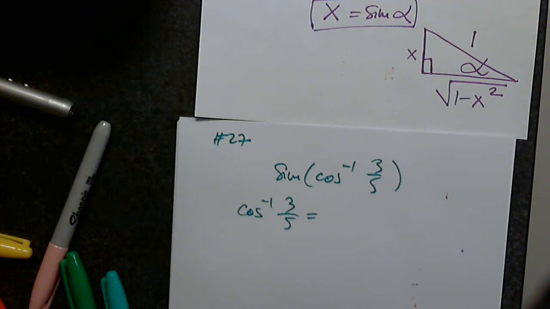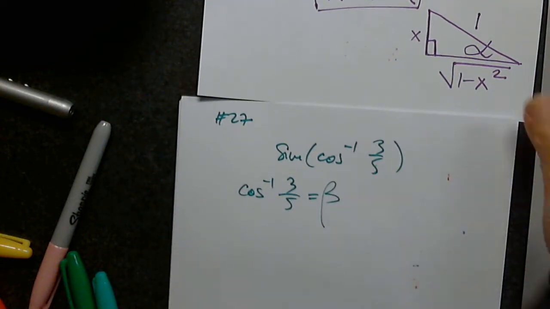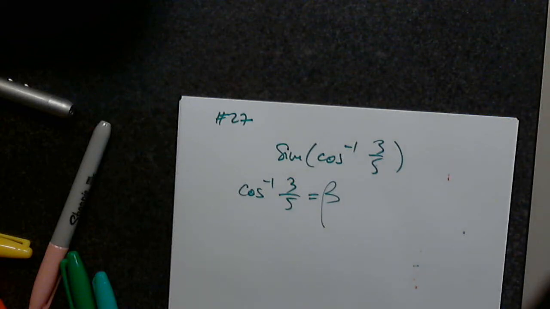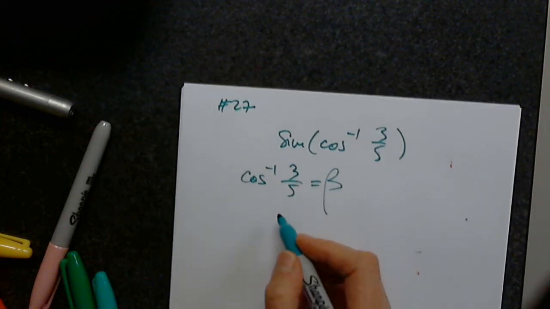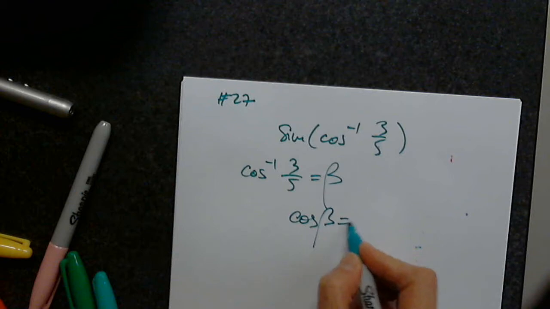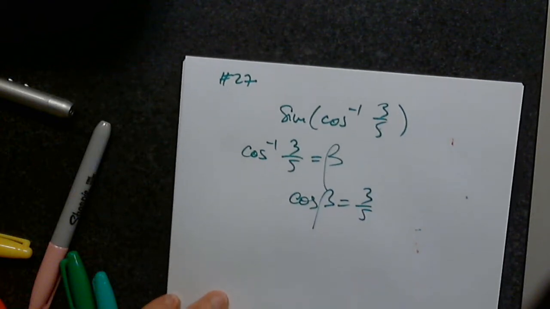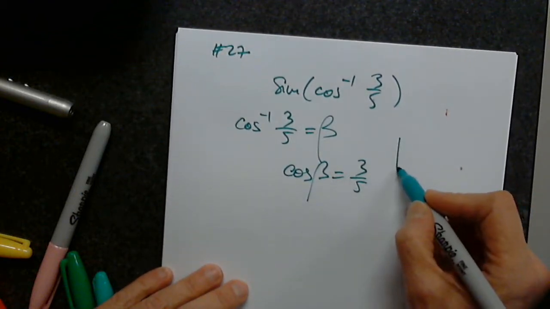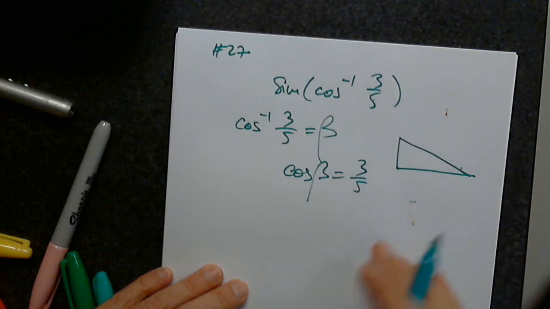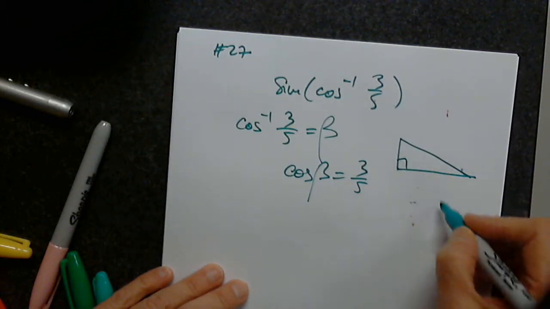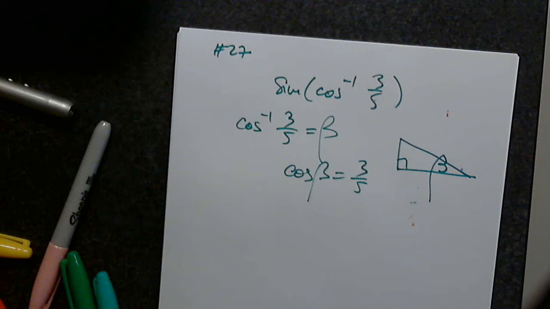A number. Cosine inverse is applied to numbers and returns an angle. So what will cosine inverse of 3/5 represent? Awesome. I'm going to call it beta. What should I do now to both sides? Very good. So I apply cosine, so then cosine beta equals 3/5. Which means there is a right triangle somewhere on the planet with an acute angle beta.